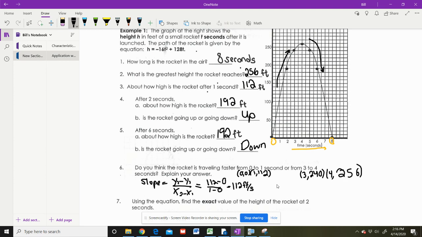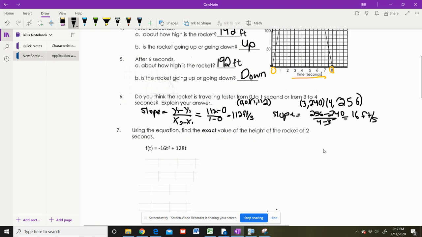And if we put in our slope for this one, we get 256 minus 240, and that's all over 4 minus 3. So we end up with 16 over 1, or 16 feet per second. So you can see just from that, definitely from 0 to 1, it is going faster than from 3 to 4.